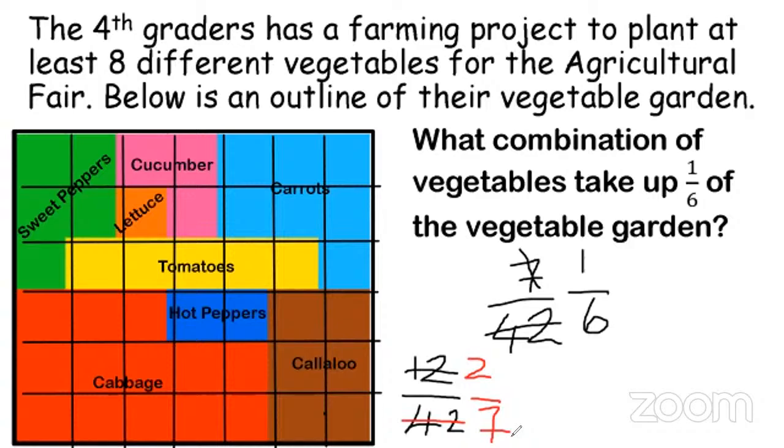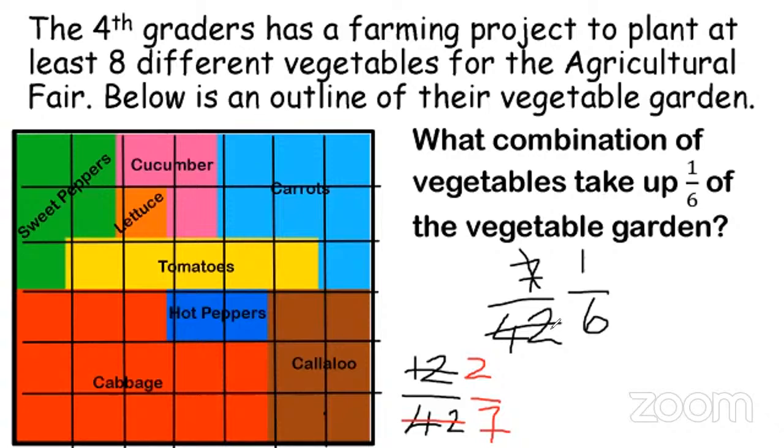Yes, miss, carrots, because carrots are 7. So carrots alone, but we say combinations, remember? Okay, miss. Right, so of course, carrots would take up 1/6 of the vegetable garden, but we are using combinations of vegetables. Tomatoes and hot pepper, miss. Tomatoes and hot peppers would be 1, 2, 3, 4, 5, 6, 7, right? So that would be 7 out of 42. When simplified, will give us 1/6.